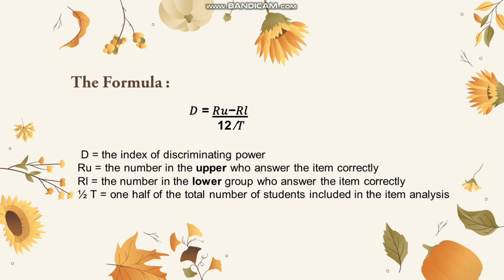And the next is the formula. D is the index of discriminating power. RU is the number of the upper group who answered the item correctly. RL is the number in the lower group who answered the item correctly. And one half T is one half of the total number of students included in the item analysis.